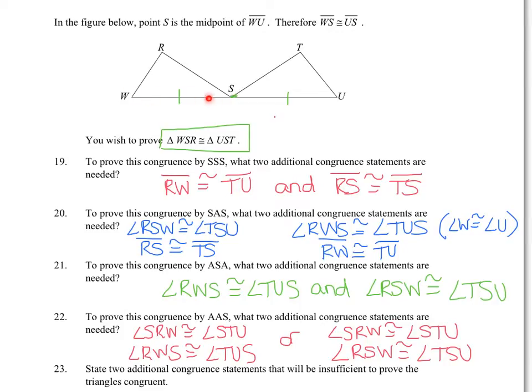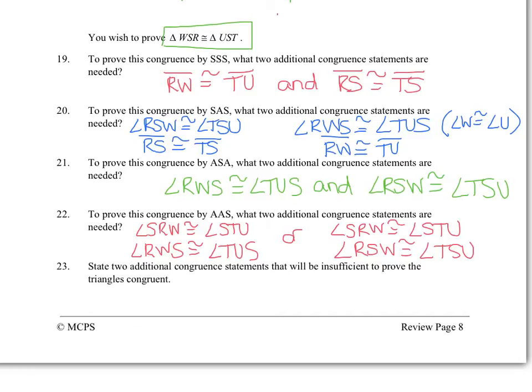I can take this side, and this angle. So side, angle. I can take side, angle. I can take angle, side. There's lots of different options. So I'm going to write two of them.